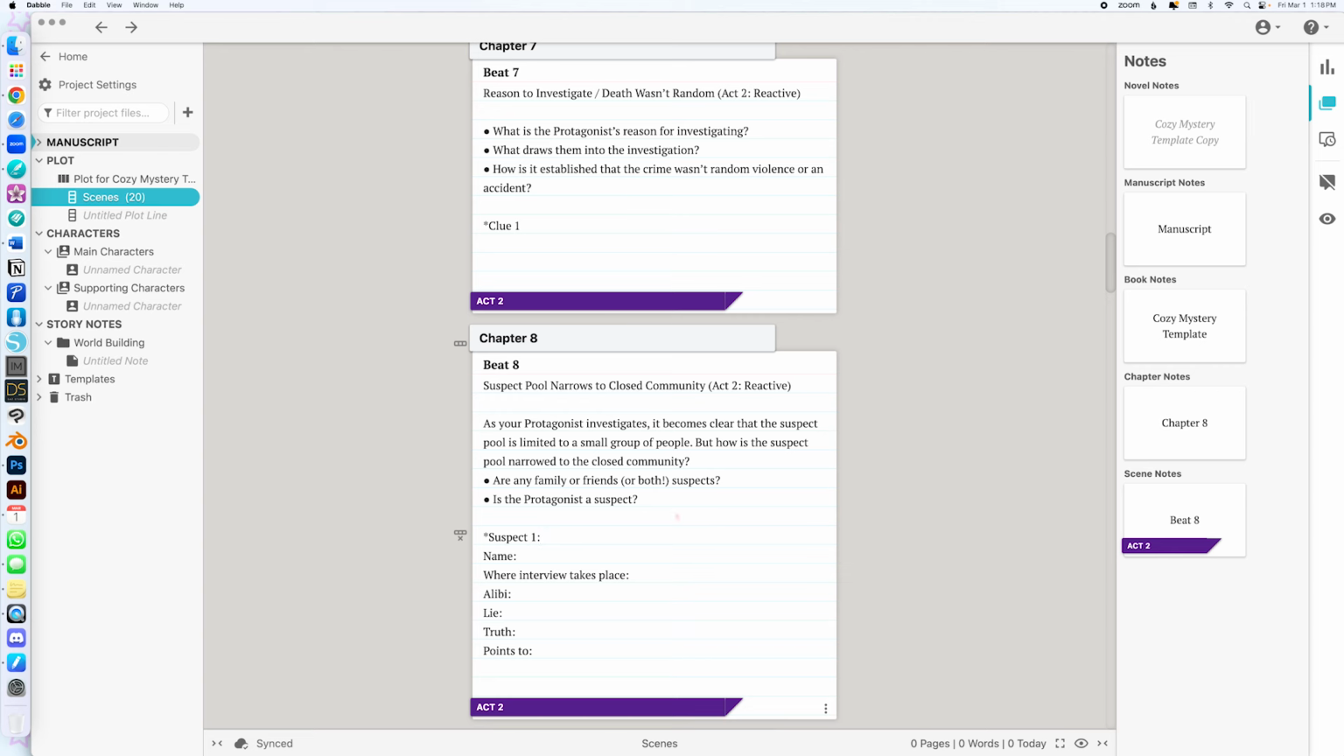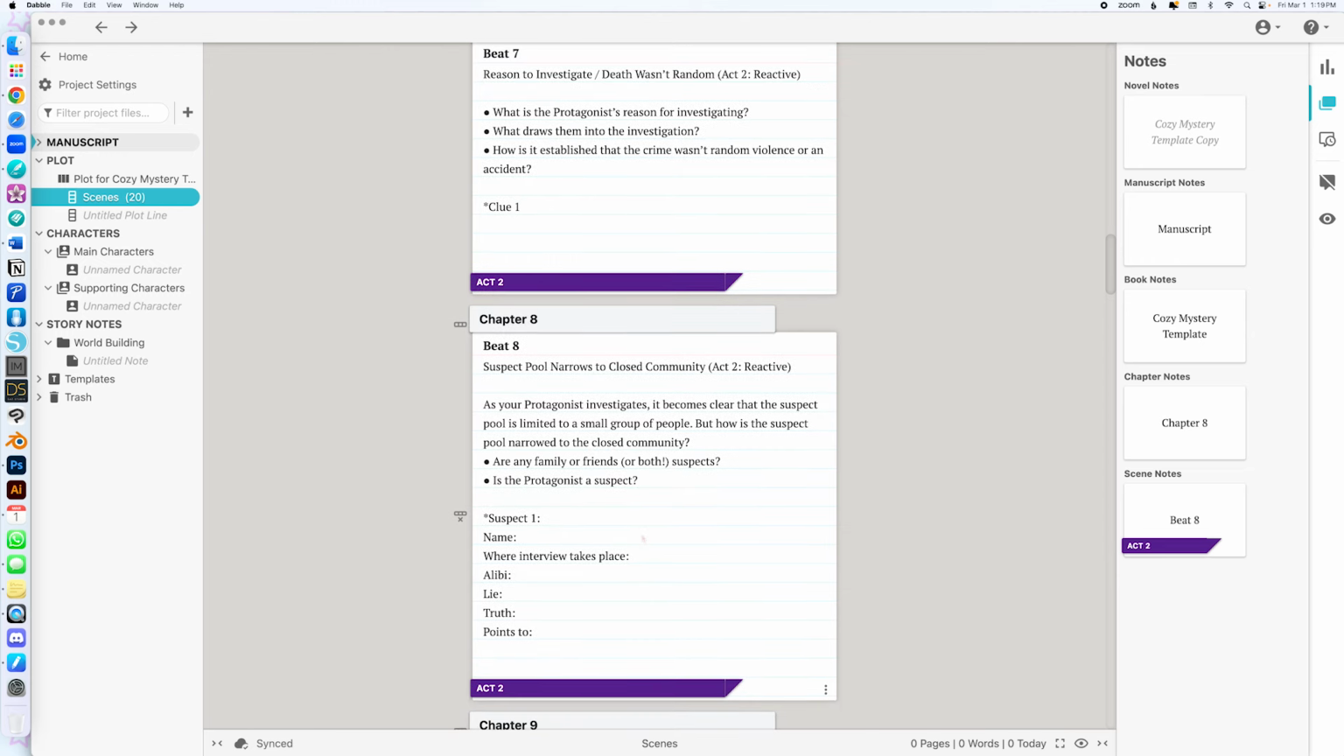So again, this could be the police. In this beat, you could talk about the police investigating your protagonist. It doesn't have to be your protagonist investigating other people. A lot of times, having the police investigate your suspect is a good way to push forward an investigation. So around this beat is where I start to insert my interviews, and the way I work them is I have my suspect. So the first suspect, it would be their name, where the interview takes place, what their alibi is, and I like to have my suspects tell one lie and one truth, and then point to somebody else, because that's them pointing or revealing something about another person or another clue, which is what keeps the investigation moving forward, right?